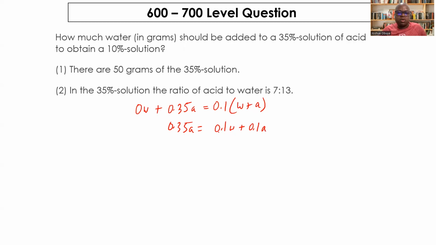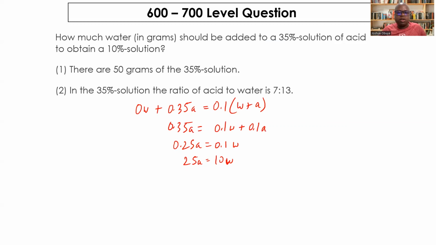We simplify this equation, what do we have? Let's take A to the other side and have water remaining on this other side. We have 0.35 minus 0.1 is 0.25 A is equal to 0.1 W. Remove the decimal points, we'll have 25 A is equal to 10 W.